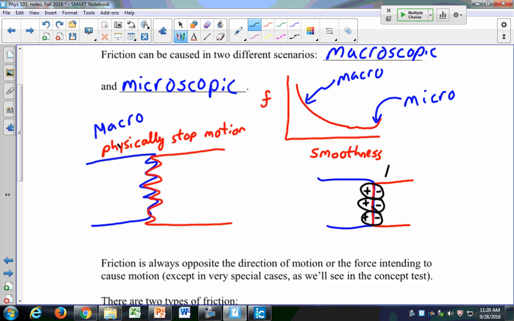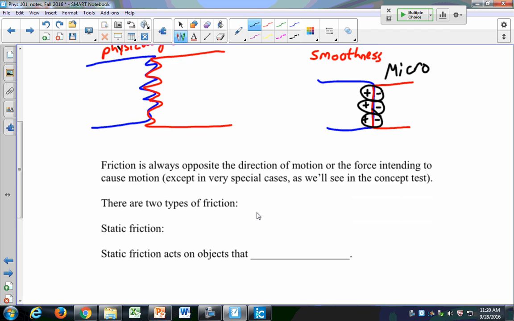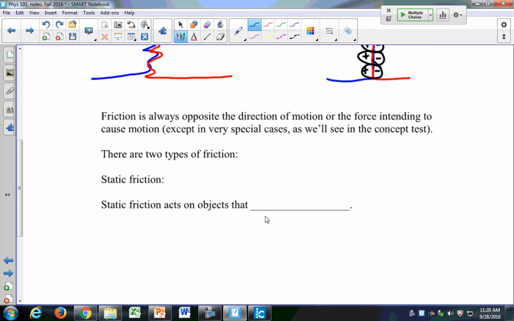Yeah, this would be representing the microscopic friction. But on a microscopic level, the charges are actually attracted to one another. Okay, so two types of friction, but first of all, let me just point out that friction is always opposite the direction of motion. We'll see one special case in the concept test where it's not, but as far as we're concerned, it will always be opposite the motion.